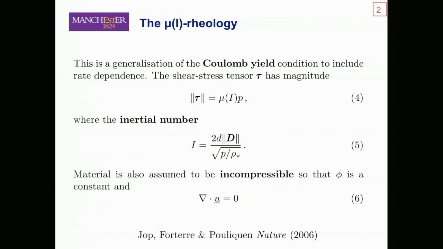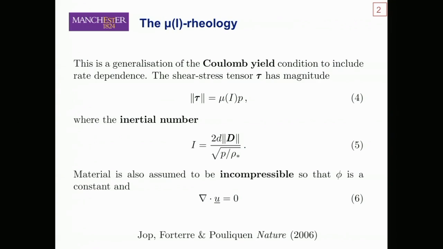Okay, so straight into it, we've got this now famous and popular model for granular flow known as the mu of I rheology, and that's really a generalization of the Coulomb idea that greater tangential force is always accompanied with greater normal force, and they are proportional through a friction coefficient mu. But in our tensorial world, this is really relating the magnitude of a shear stress tensor tau to the pressure.